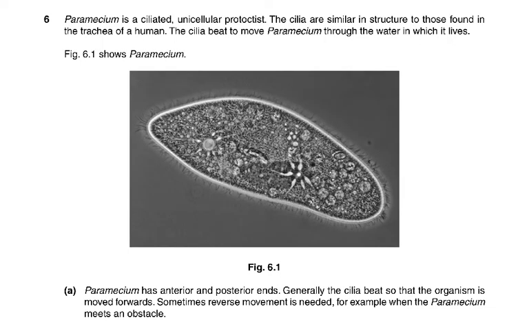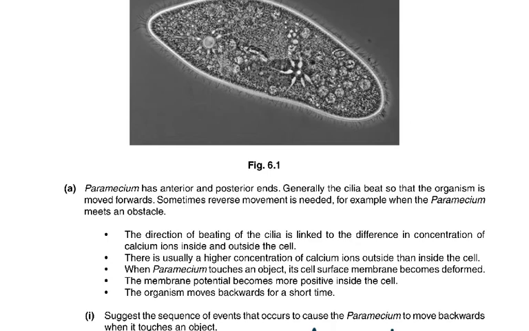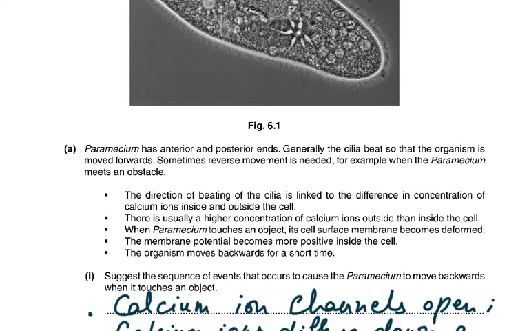Now question 6 was on paramecium, which is a ciliated unicellular protoctist. So number one, you have to realize protoctist, so it's a eukaryote. The cilia are similar in structure to those found in the trachea of a human. The cilia beat to move the paramecium through the water in which it lives. Now figure 6.1 shows a paramecium. Paramecium has anterior and posterior ends. Generally the cilia beat so that the organism is moved forwards. Sometimes reverse movement is needed, for example, when the paramecium meets an obstacle. So it needs to go forward and it needs to go back, just like in our car we have a forward and we have a reverse gear.